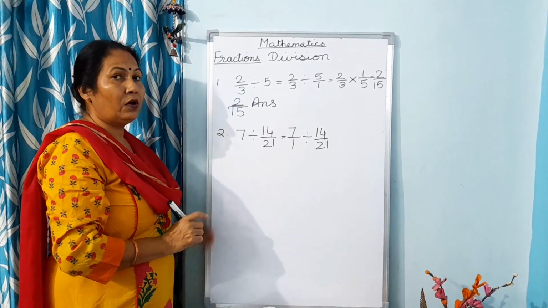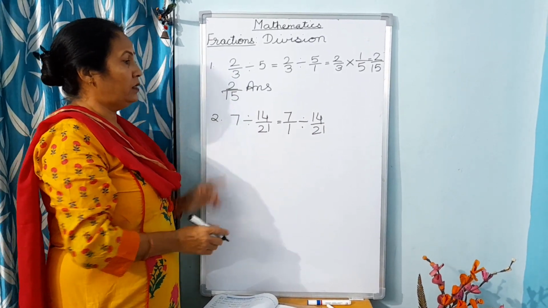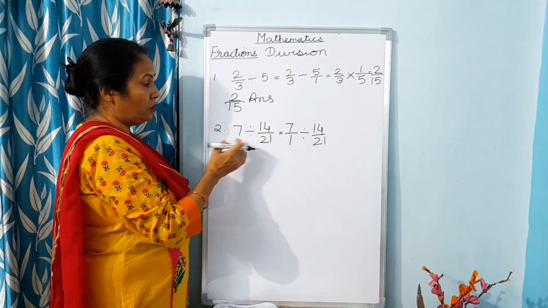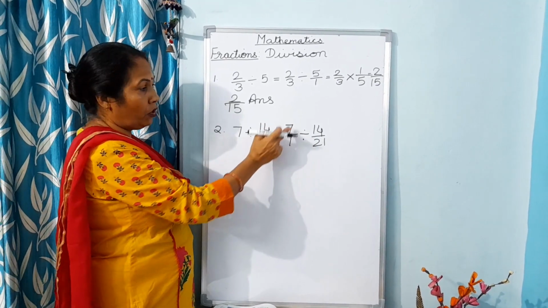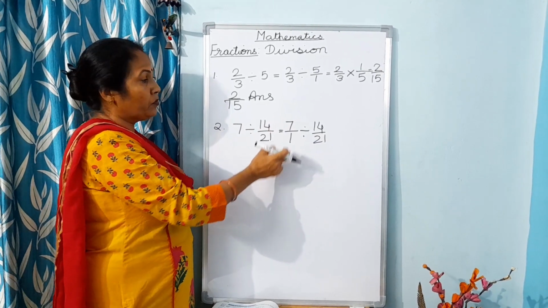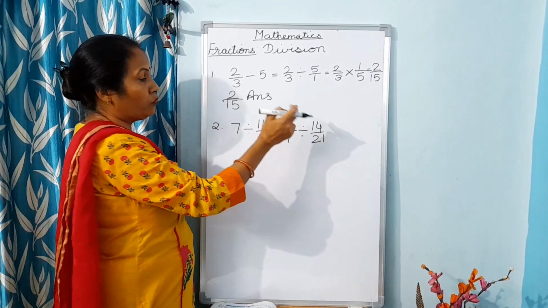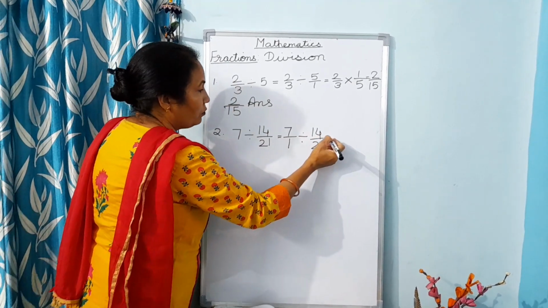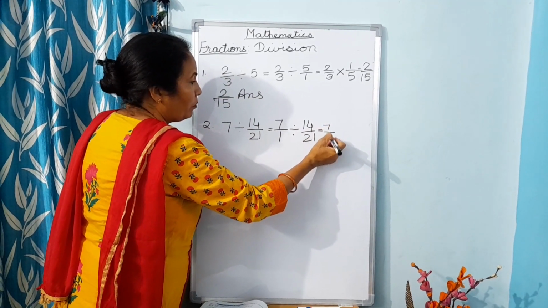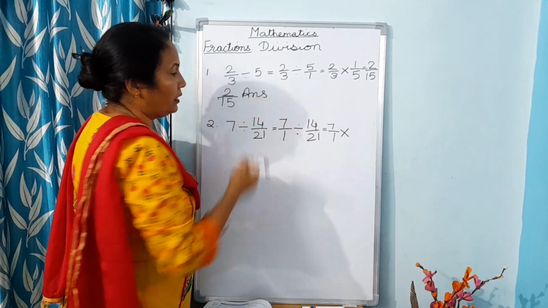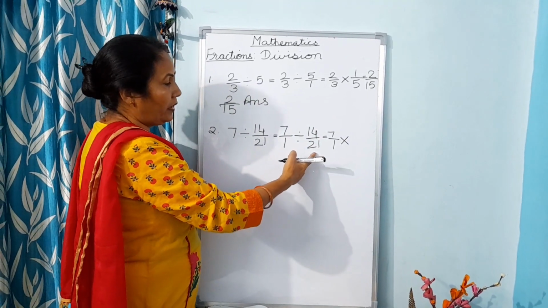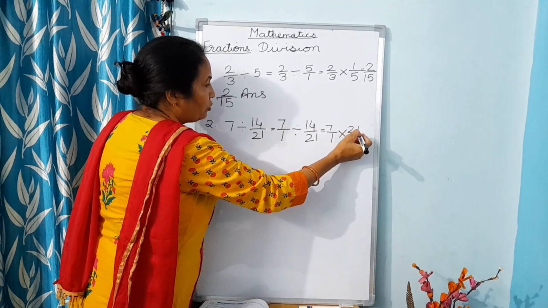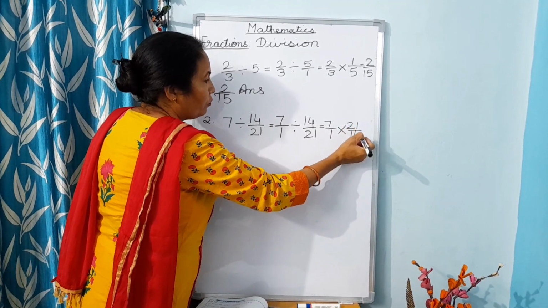Now children, always remember that when you have a whole number on the left side, you are not going to change the position of this fraction. You are going to change the position of the second fraction. So you will write 7 upon 1, change the sign into multiplication, and you will write the reciprocal of 14 upon 21, that is 21 upon 14.